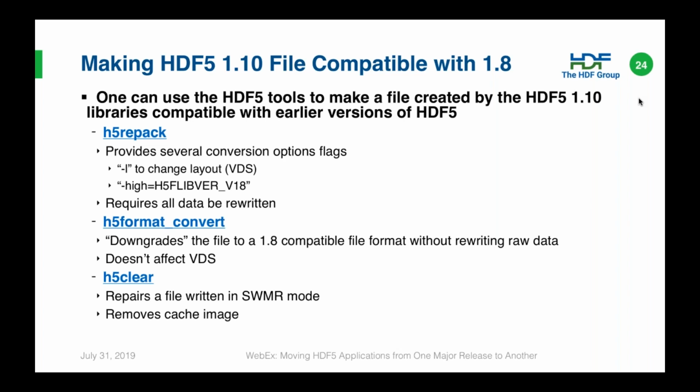Sometimes something happens, and when a file is accessed in SWMR mode, the file becomes inaccessible because of the flag we set, so no one can read it. And h5clear repairs the file. It clears the flag, allowing other readers and writers, even in regular mode, to come and open the file. And it is also used to remove cache images. It's another feature that will not be compatible with the earliest versions of the libraries.